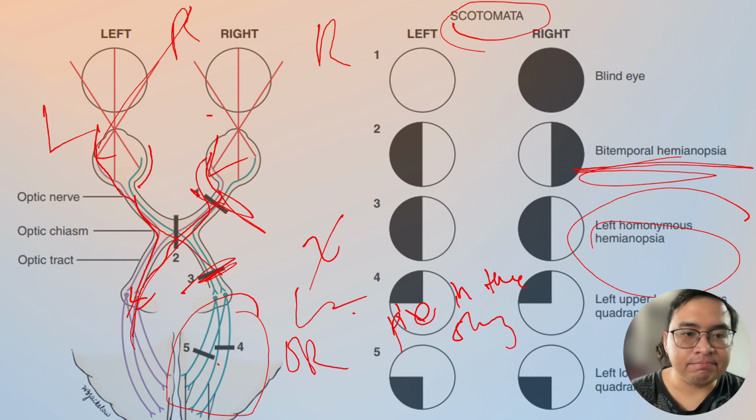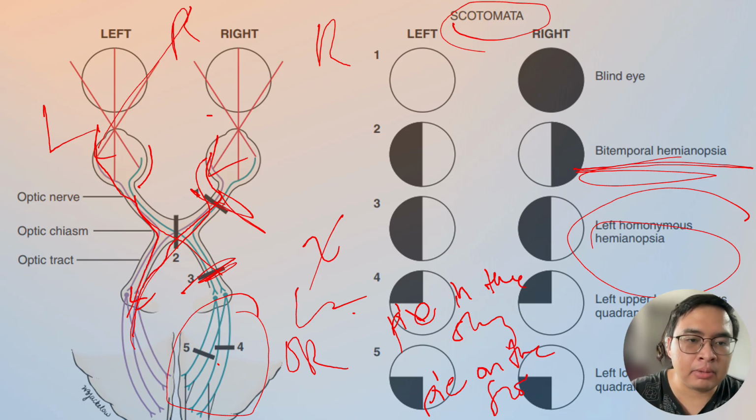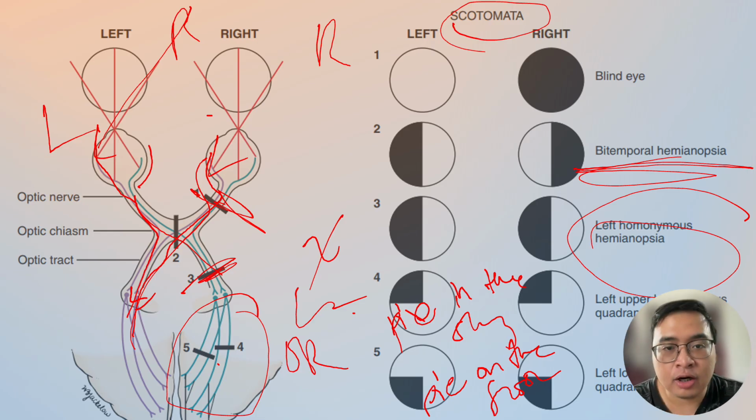Okay? How about if your lesion is in the parietal optic radiations? Then it's going to be located here on the lower half. So it's going to be called pie on the floor. But of course, the medical terms are left upper homonymous quadrantanopsia and left lower homonymous quadrantanopsia.